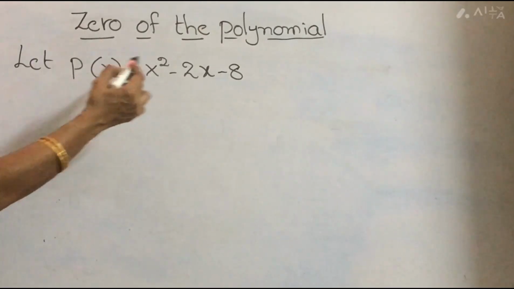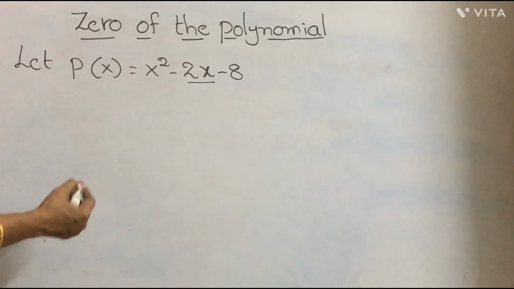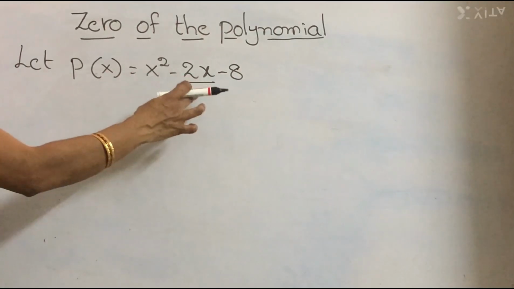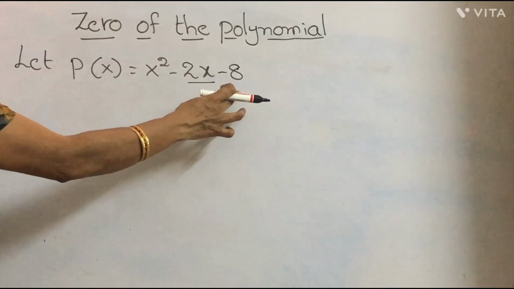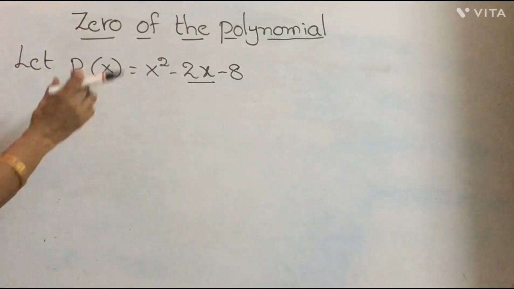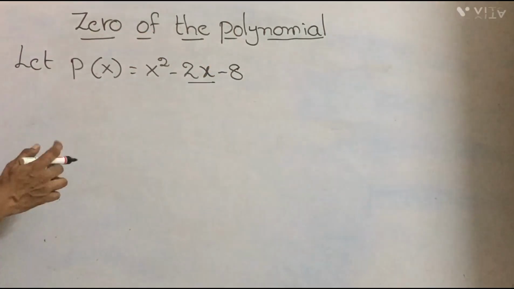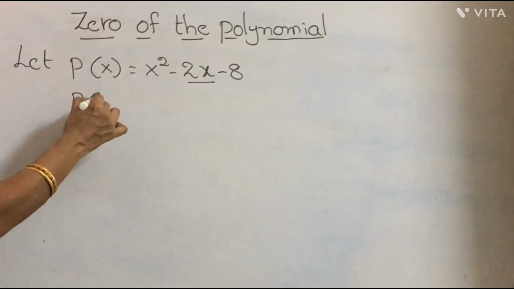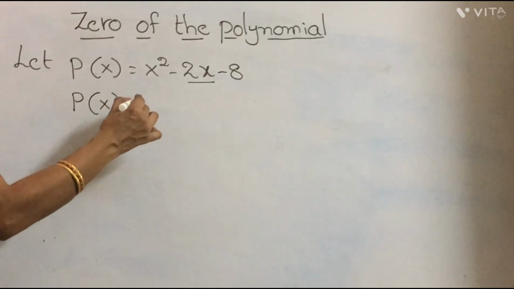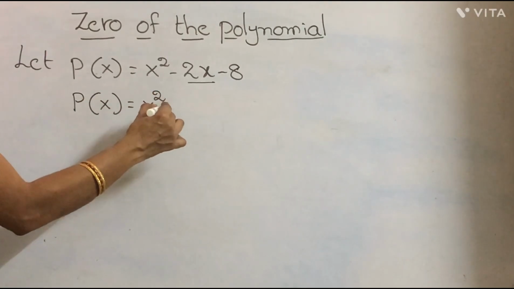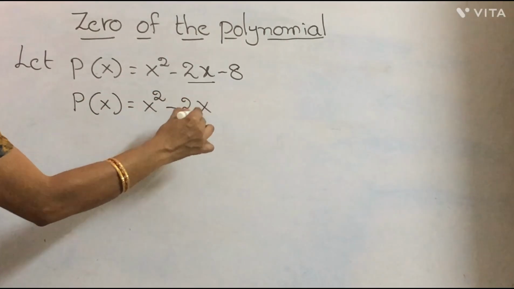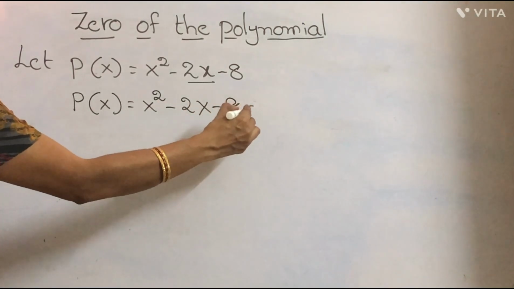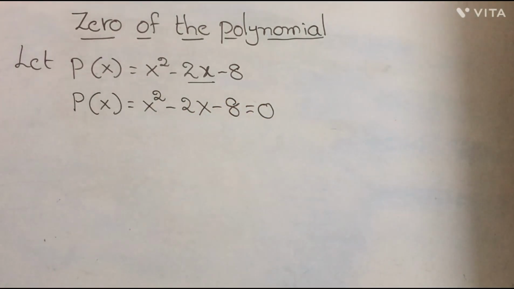By using the split the middle term method and factorization, we will split this one into two linear polynomials. The very first step is to equate this quadratic polynomial to 0. So x square minus 2x minus 8 is equal to 0.